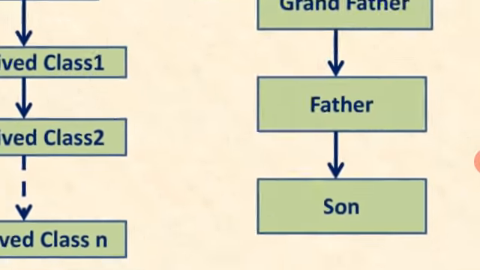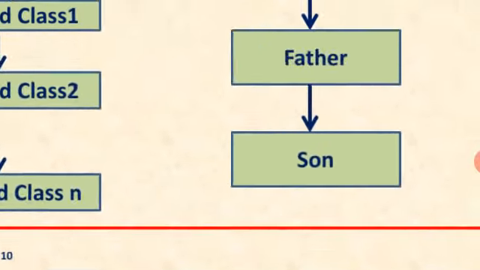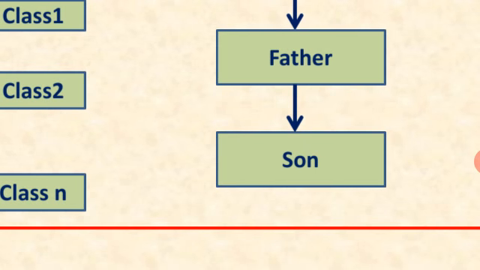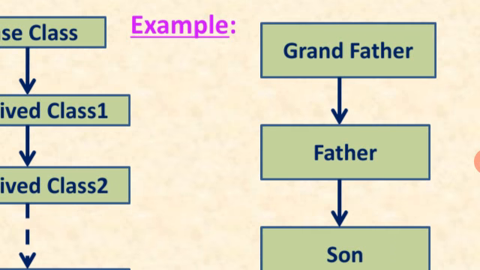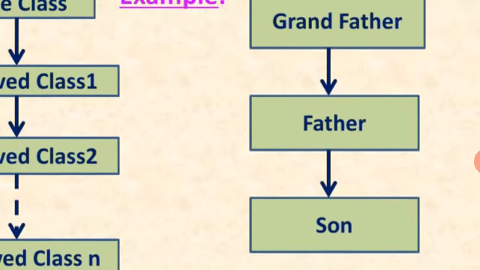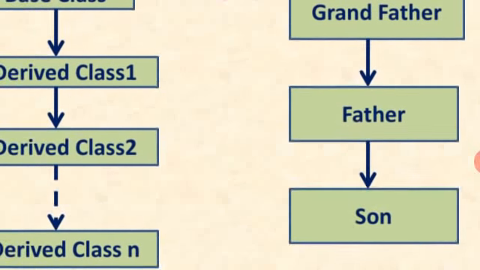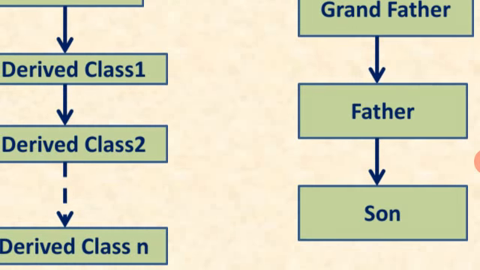Let me give you an example. Son derives characters from his father. Father is also deriving characters from his father, that is grandfather. So grandfather is the base class, father is derived class 1, and son is derived class 2. Like that we can get n number of classes. This concept we call multi-level inheritance.